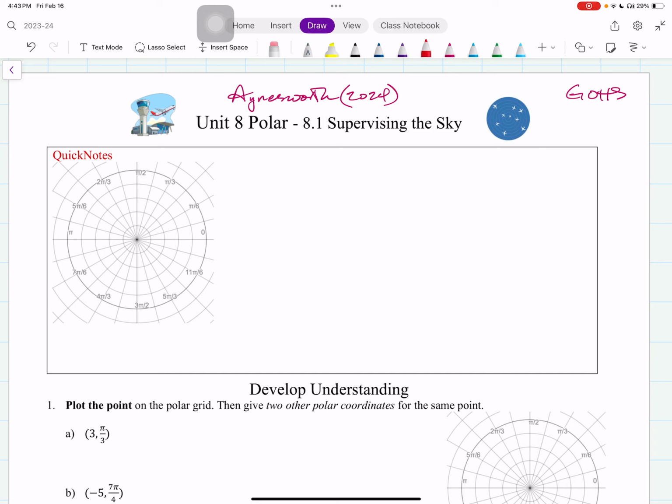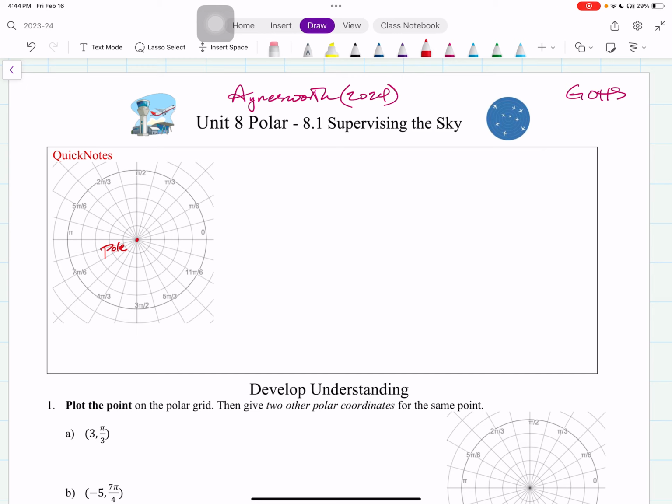On the polar grid that you're looking at here in the quick notes, you'll notice that you have a bunch of concentric circles, which are just circles with the same center, which we call the pole in a polar grid. The pole is often called the origin, the same thing as the origin, and the x-axis now becomes the polar axis, where we refer to our rotations.